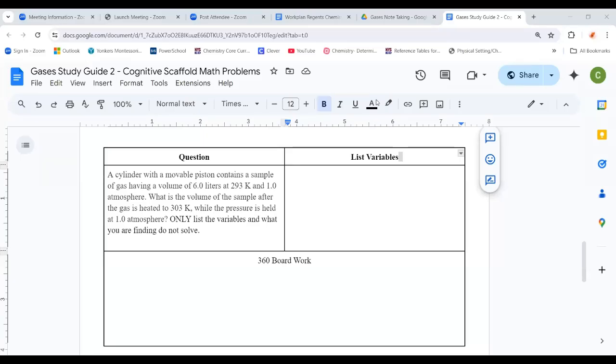Okay, now let's move on to question 2. We're going to do the same thing we did in question 1, and the same thing you're going to do for every question. You're going to list your variables first, okay? We know we're dealing with pressure, temperature, and volume. We've got P1, P2, T1, T2, V1, V2, right? So I'm just going to put 1 and 2 over the corners, right?